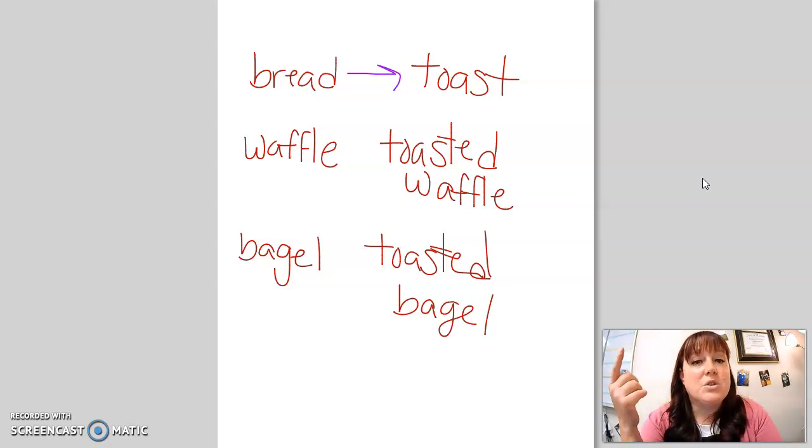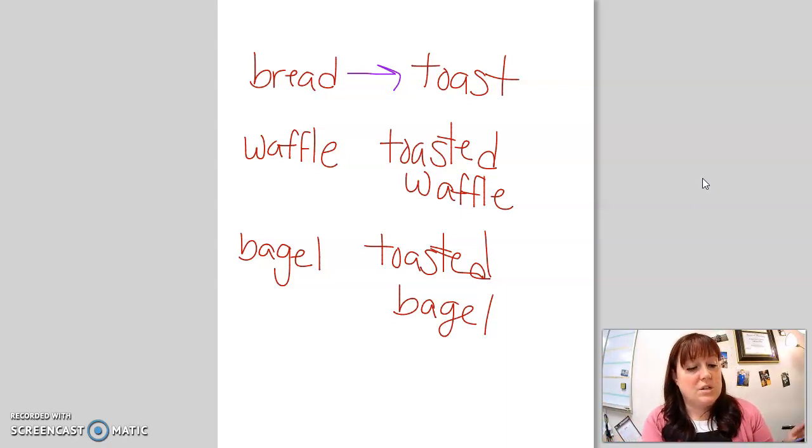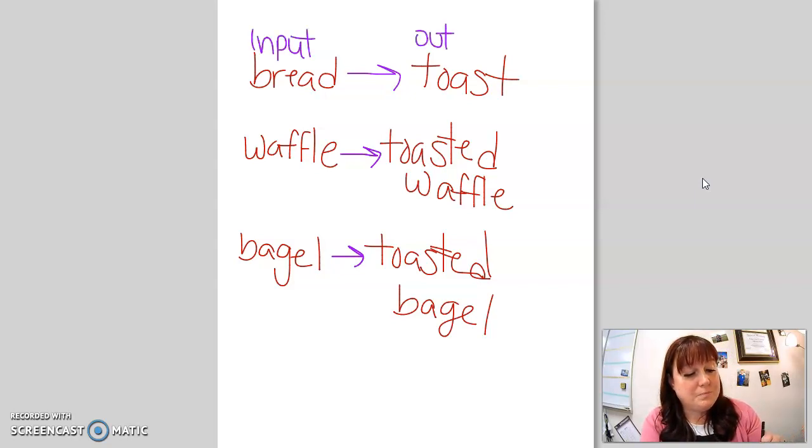So let's go back to our toaster idea. If I put bread into a toaster, what do I get out? I get toast. If I put a waffle in as my input and put it through the toaster, what do I get as an output? I get a toasted waffle. If my input is a bagel, and I put it through my function, I get out a toasted bagel, okay? So here's my input, and here's my output. This toaster is a function because when I put something in, I always get one thing out, right?